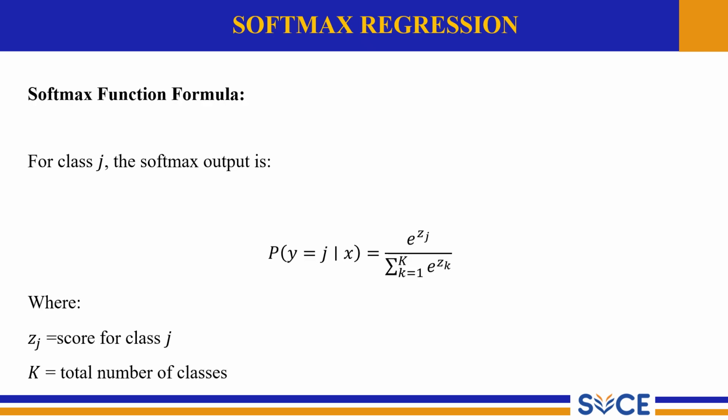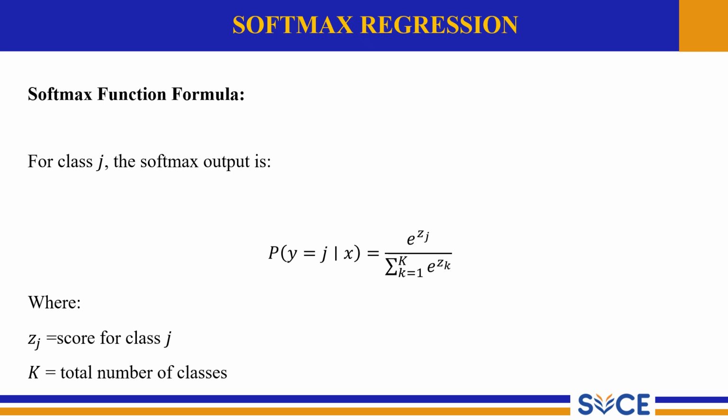Let's look at the softmax function formula. For a given class J, the softmax output is the probability that the input X belongs to class J. This probability is calculated by taking the exponential of the score for class J, which we call Z sub J. Then we divide this by the sum of the exponentials of the scores for all the classes from 1 to k, where k is the total number of classes.